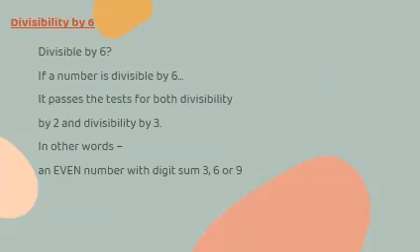Now how can I check that a number is divisible by 6? If a number is divisible by 6, it passes the test for both divisibility by 2 and divisibility by 3 at the same time. So suppose I have the number, for example, 930. First of all, 930, as you can see, is divisible by 2. Why? Because the ones digit is 0. So for the divisibility by 2, it's checked.